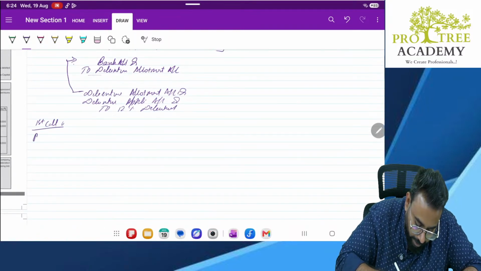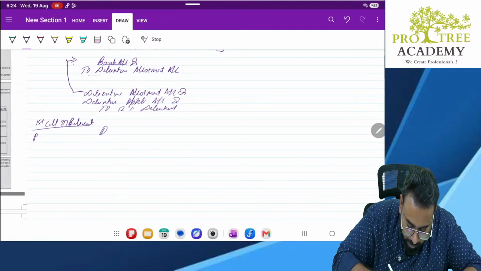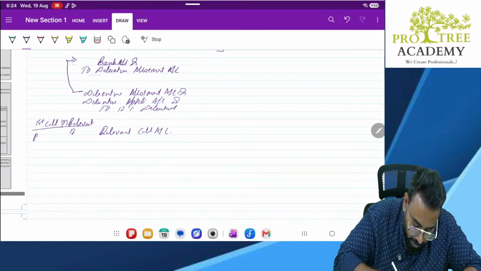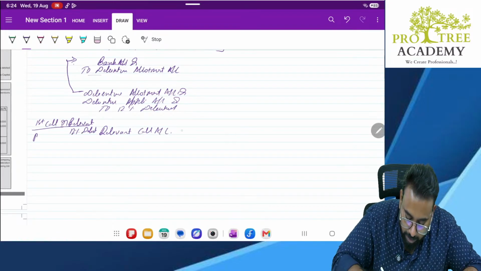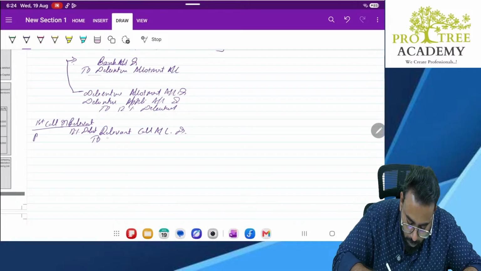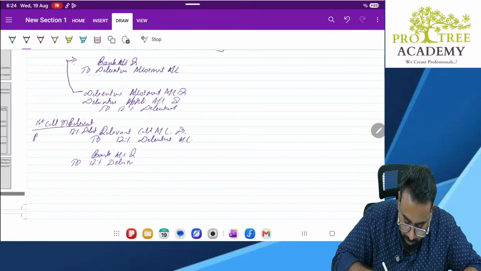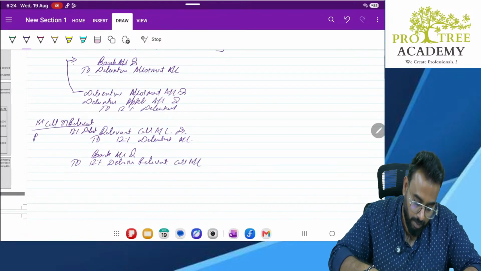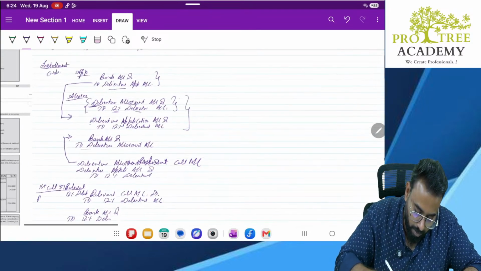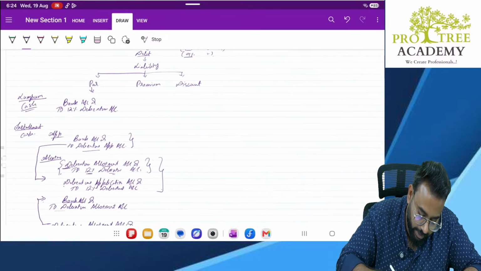So what is the entry? Or any relevant call. What is the entry? Relevant call. Of course, 12% debenture relevant call account debit to 12% debentures account. Next, when you receive the money in the bank, bank account debit to 12% debentures relevant call account. Clear? Now this is for par. Now what will change in premium, sir?